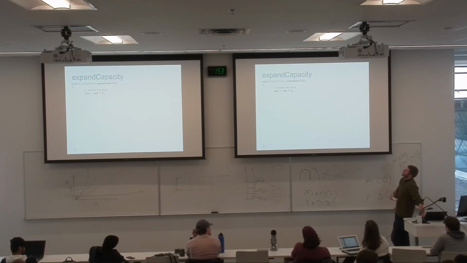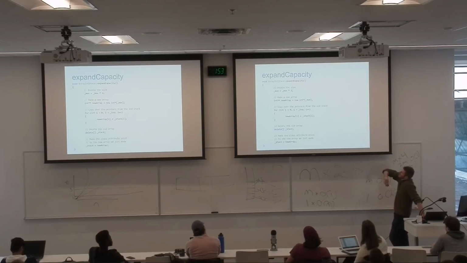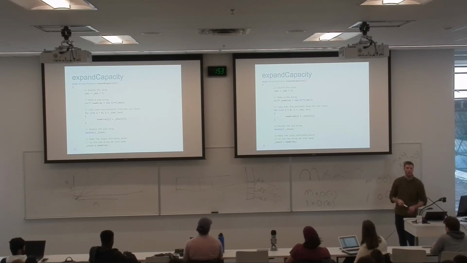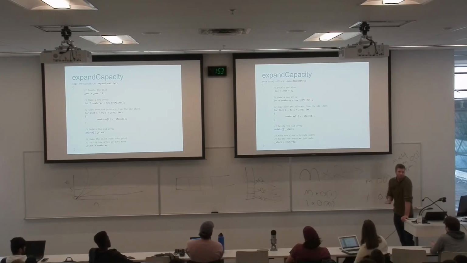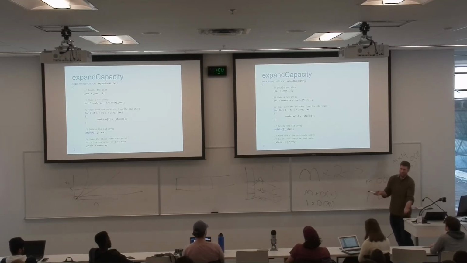So expand capacity, this is going to look very familiar. Max becomes max times 2, create the new array of the new size, copy over the contents, delete the old stack, set our stack pointer to the new array. Effectively identical to before, the only difference was the type of the array. It wasn't a pointer to students. It's a pointer to integers. That's basically the difference.